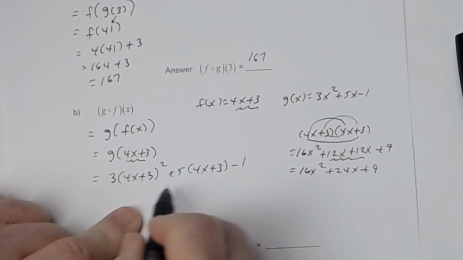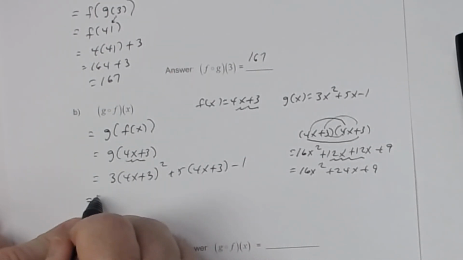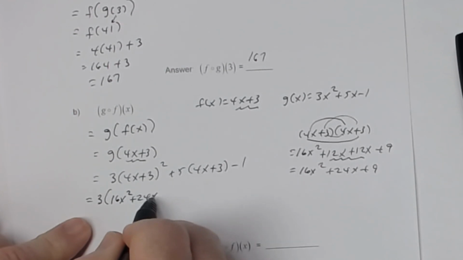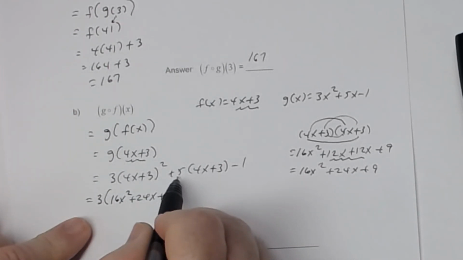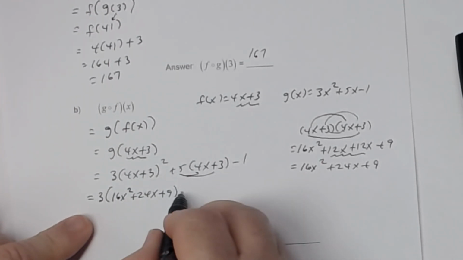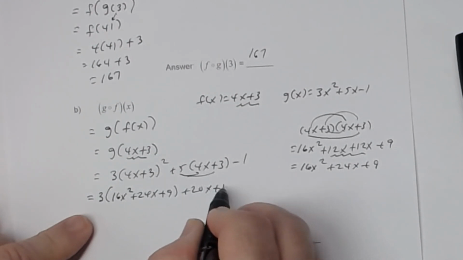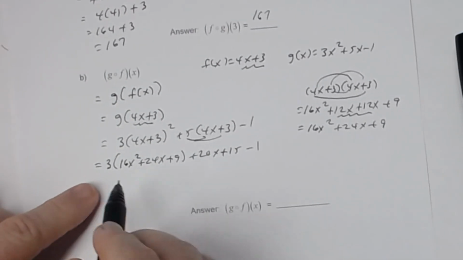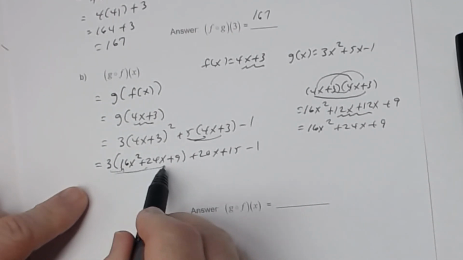Now that is this. So I'm going to put that here. So that becomes 3 times 16x squared plus 24x plus 9. Now at this point, I'm going to go ahead and distribute here. So I get plus 20x plus 15 and then minus 1. Now I'll go ahead and distribute here.